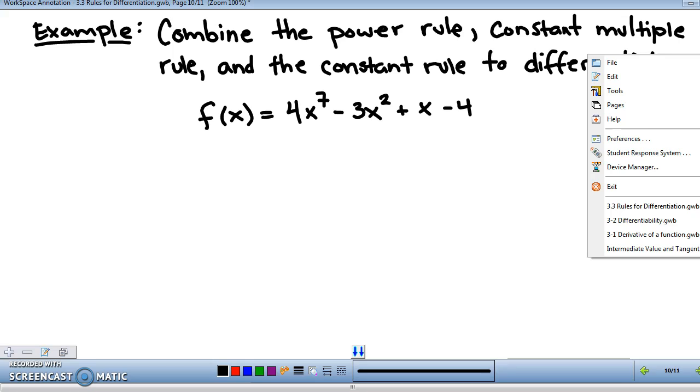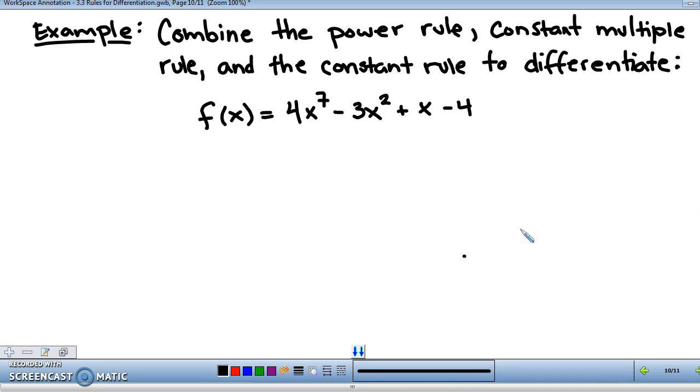So let's go ahead and look at this problem here. It says combine the power rule, constant multiple rule, and the constant rule to differentiate f of x equals 4x to the 7 minus 3x squared plus x minus 4. So what we're going to do here is that last sum and difference rule tells us that we can go ahead and apply the derivative of each of these individually.